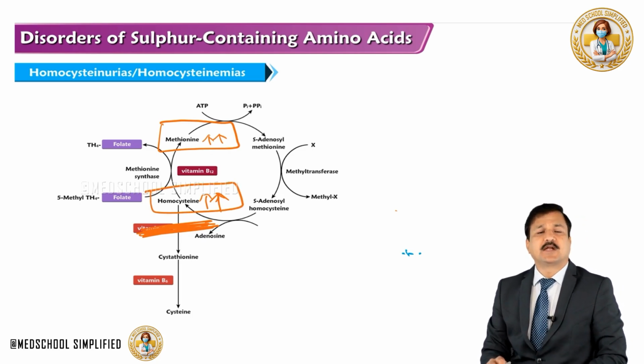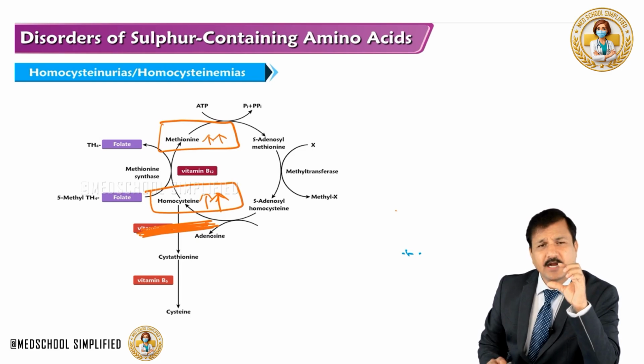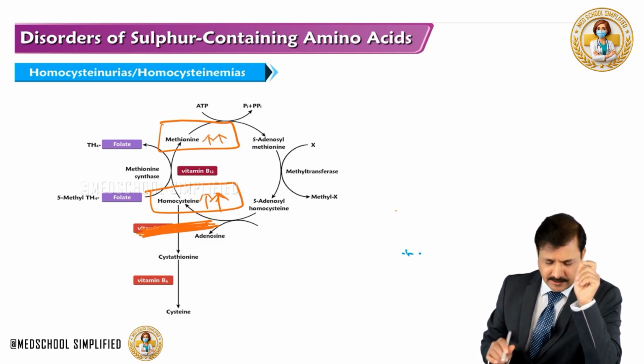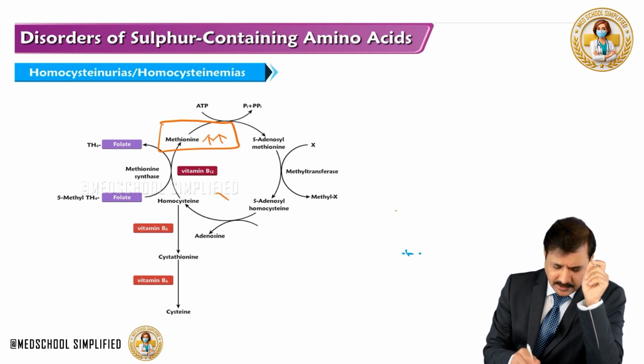Make sure you remember that. This is the point that will differentiate type 1 homocystinuria from type 2 and 3. Make sure you remember this. Okay. Now, what if there is a deficiency of cobalamin?